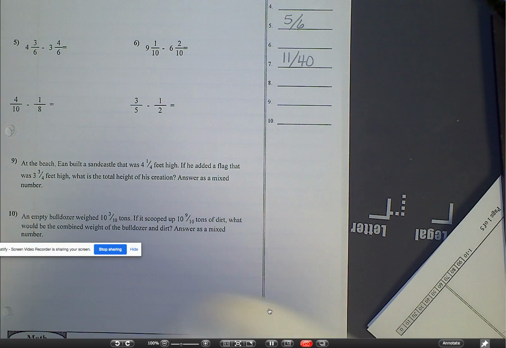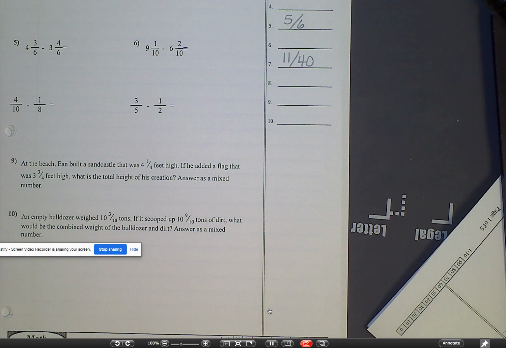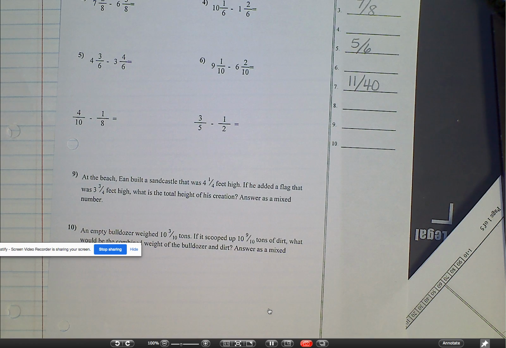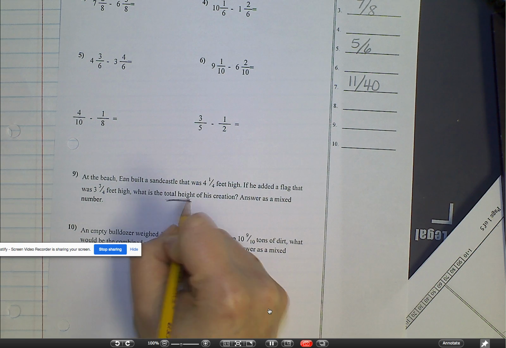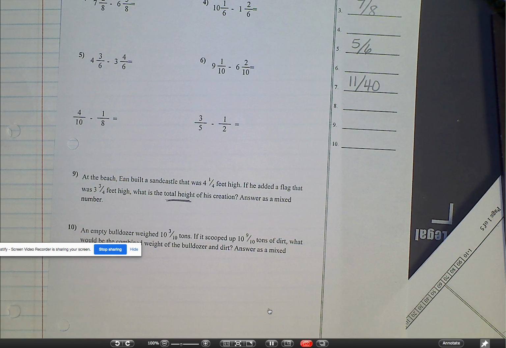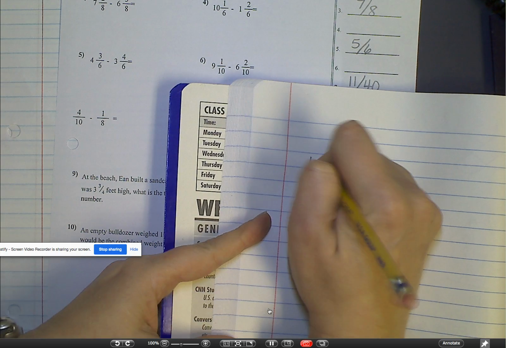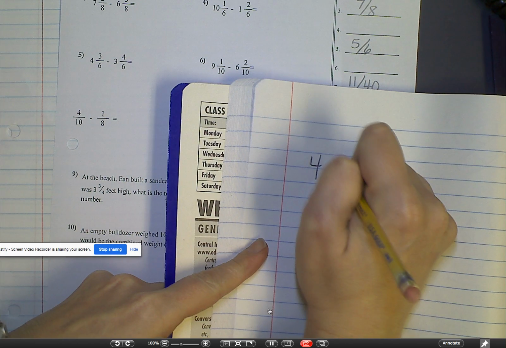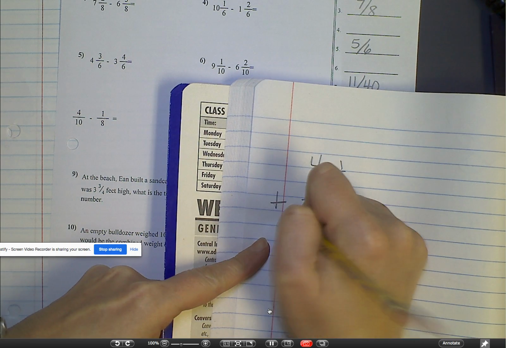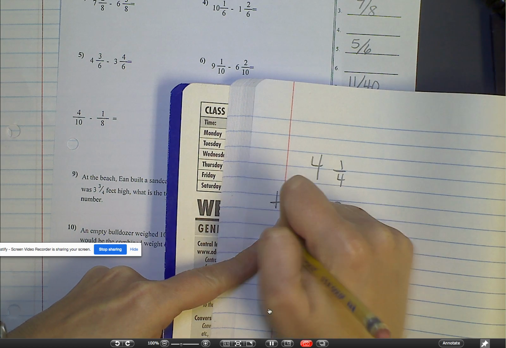All right. Number 9, at the beach, Ian built a sandcastle that was 4 1/4 feet high. He added a flag that was 3 3/4 feet high. What is the total height of his creation? Answer as a mixed number. All right, so if I'm looking for the total height, then we're going to add them, right? So I have 4 1/4 plus 3 3/4, right?